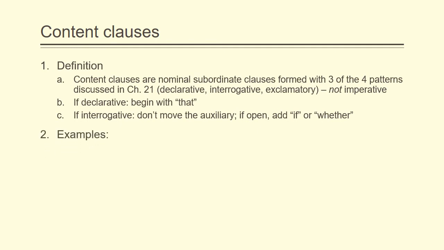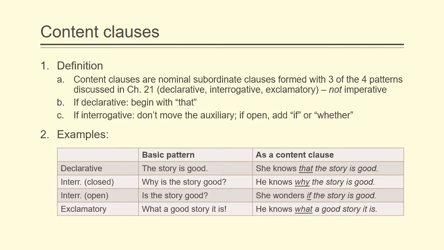So let's take a look at some examples. For declarative clauses, the basic pattern is something like, the story is good. To turn that into a content clause, we just add that at the beginning. So that becomes, she knows that the story is good. An open interrogative clause has the basic pattern of something like, why is the story good? As a content clause, then it becomes, he knows why the story is good.